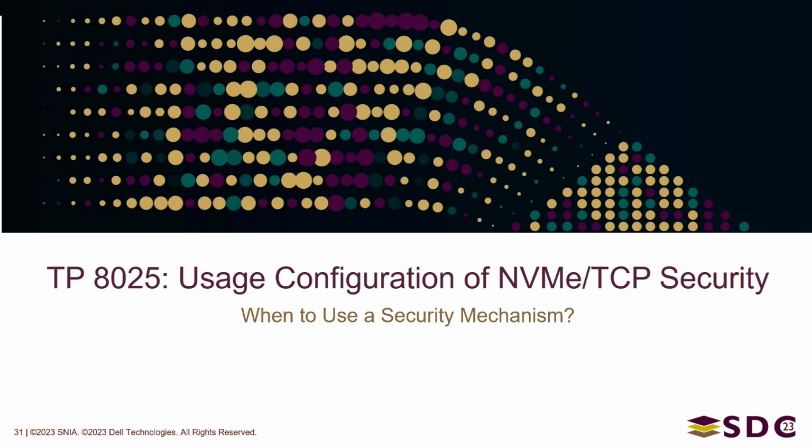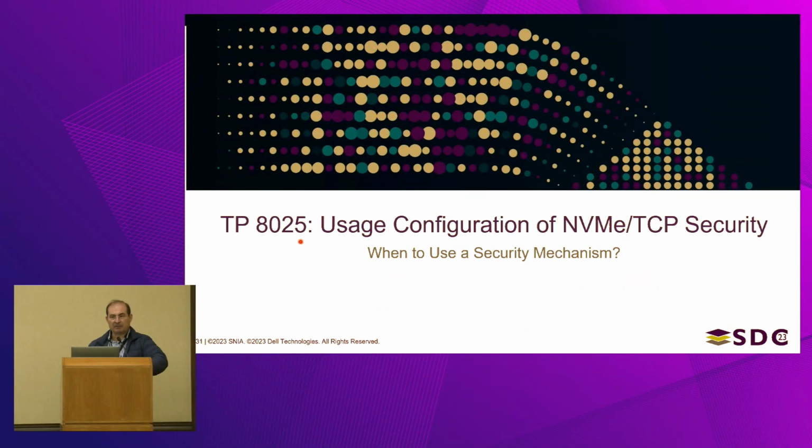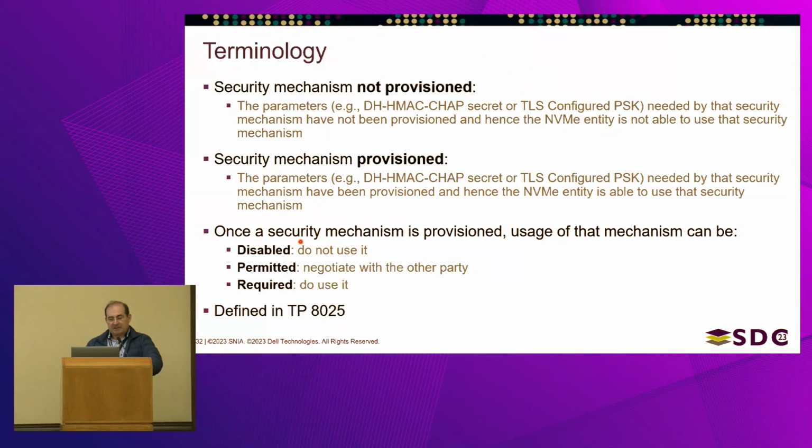And so this is why we did technical proposal 8025 to tackle this problem. How is this negotiation done, how are these security mechanisms used? When specifically? And for this, we had to define a set of common terminology and a set of schemes that enable us to say, okay, this is how we do this process. First of all, these security mechanisms are based on some quantities. The DHM matchup requires the provisioning of a secret. Or if you want to use a retained PSK for TLS, you need to provision, to configure a configured PSK.